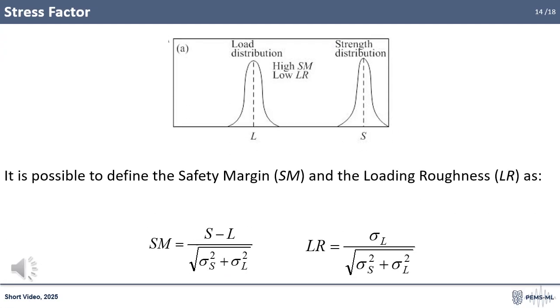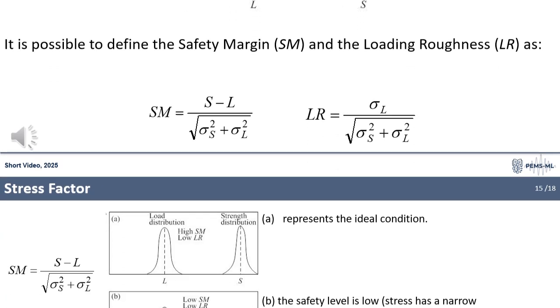It is possible to define two indices, the safety margin, SM, and the loading roughness, LR, that take into account the shape of the stress distribution. In reliability analysis, the overlap between the stress and strength distributions determines the probability of failure. The closer they are, the higher the risk. However, the total number of failed devices also depends on how these distributions are shaped. Wider or skewed distributions indicate greater variability, leading to a higher likelihood of failure events.